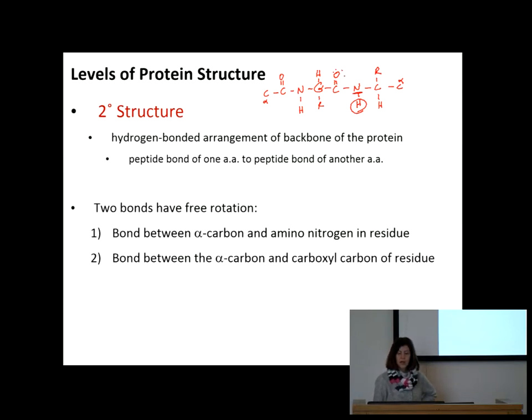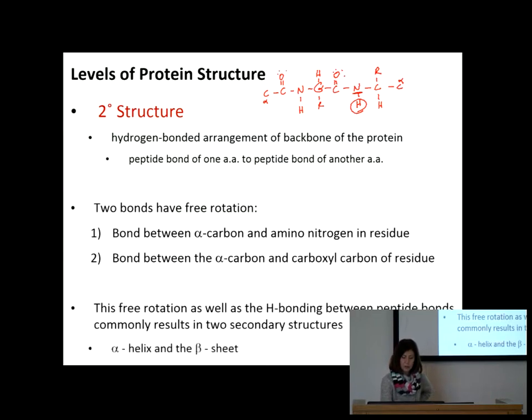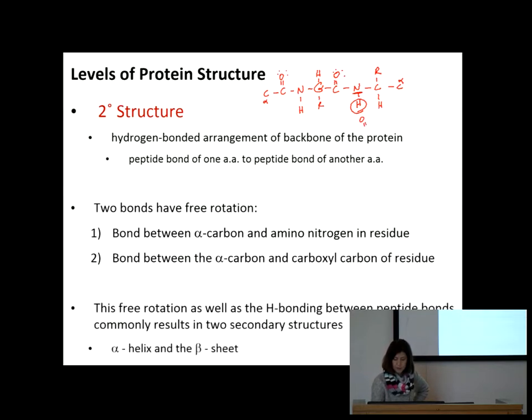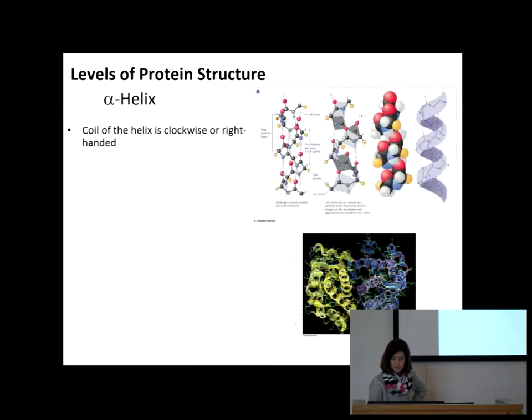But not right next to it. It might interact down the road. Okay? So we have interactions maybe when it coils, as in our alpha helix. Here we would have another carbonyl interacting.